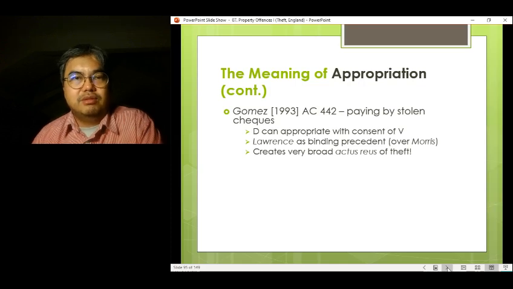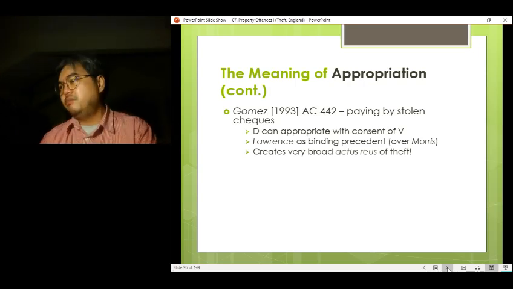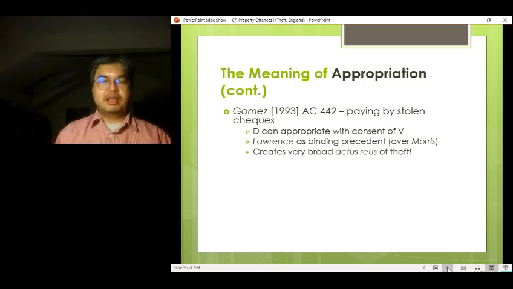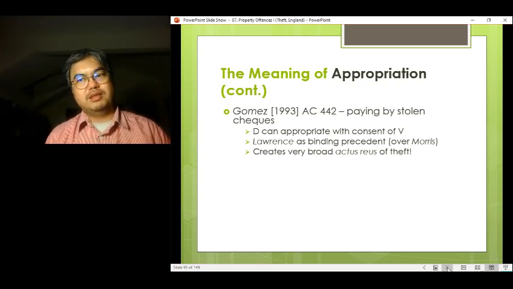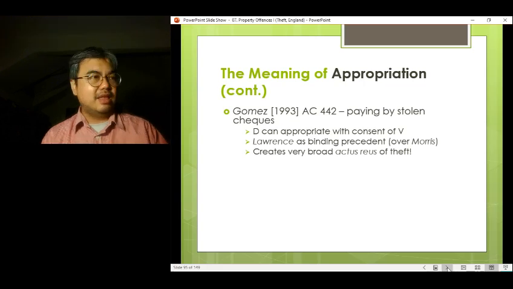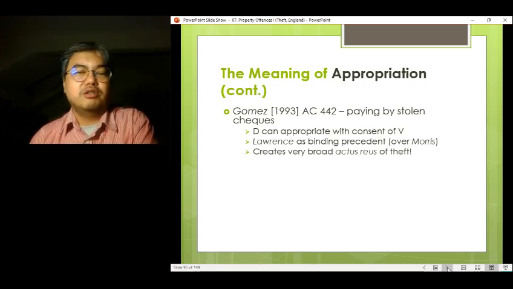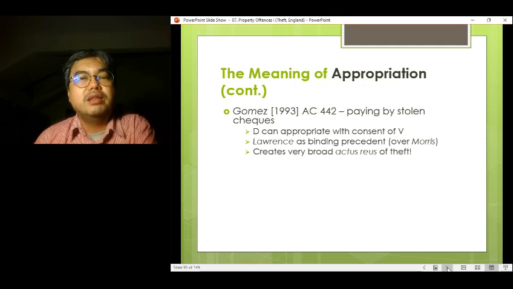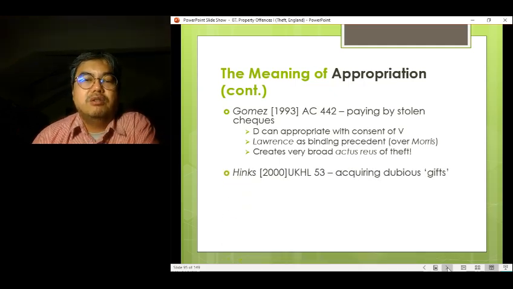In fact, as we can see just now in the example of my phone, appropriation happens quite a lot. Hey, can you lend me your pen? Yeah, I've appropriated your pen already. Okay, can you lend me this? As long as you consent to it, appropriation has already been committed. It doesn't matter whether there was consent or not.